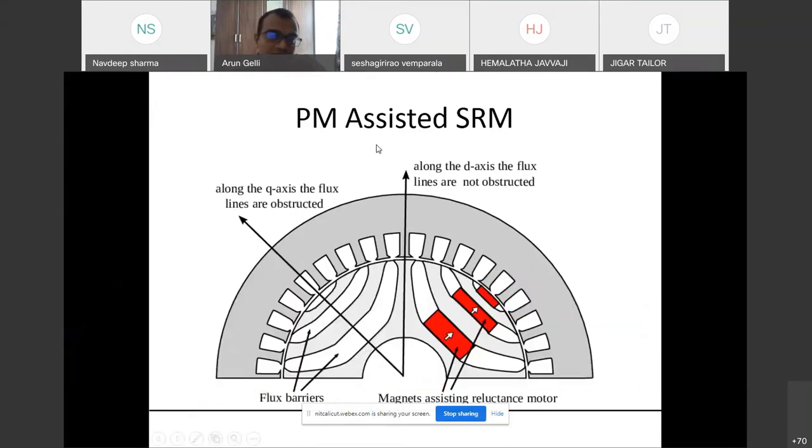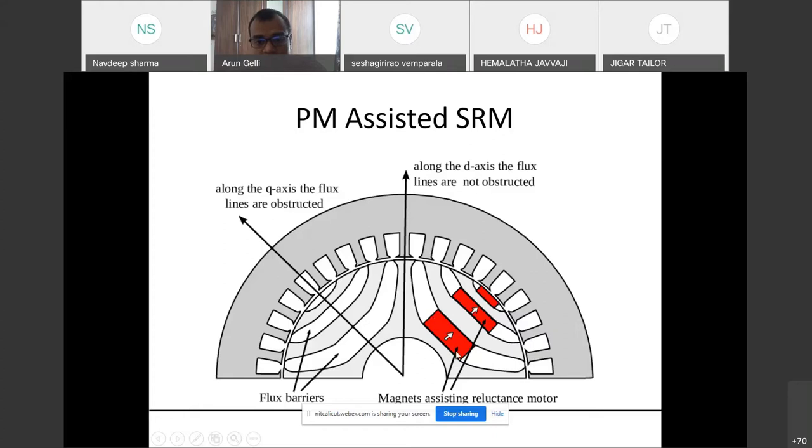So there are other types, SRMs, which are synchronous reluctance machines, where the permanent magnet is installed on the rotor in such a way that, as you can see, these are the flux barriers on the rotor. The flux is designed in such a way that it will only go into this part, not the other one, because of the air gap. Due to the structure of the rotor core, the flux will go only into this part.